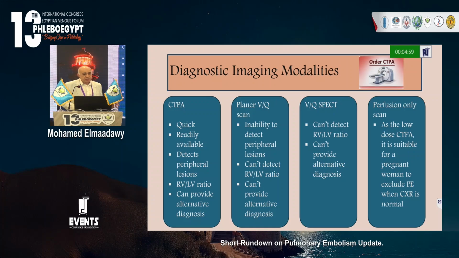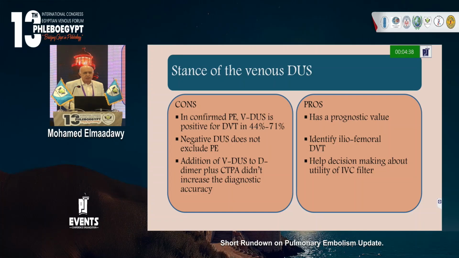If you have a case who is a pregnant woman, this is a special case of having pulmonary embolism, you can go for low-dose CTPA according to the current guidelines, or perfusion-only scan. Both are permitted in the patients who are pregnant. What about the duplex ultrasound? Absence of the DVT on duplex ultrasound scan does not exclude pulmonary embolism, because 41 to 74% of the cases have no DVT diagnosed by the duplex ultrasound.